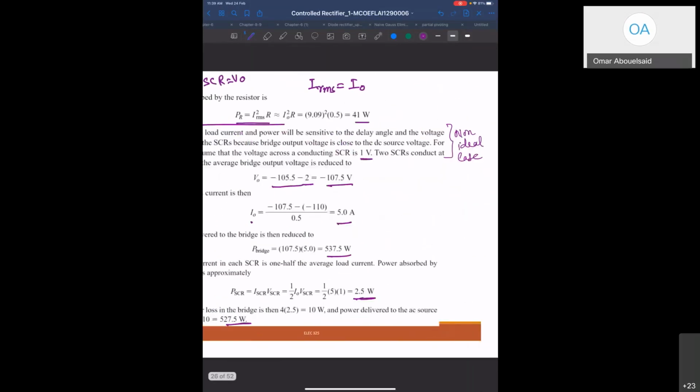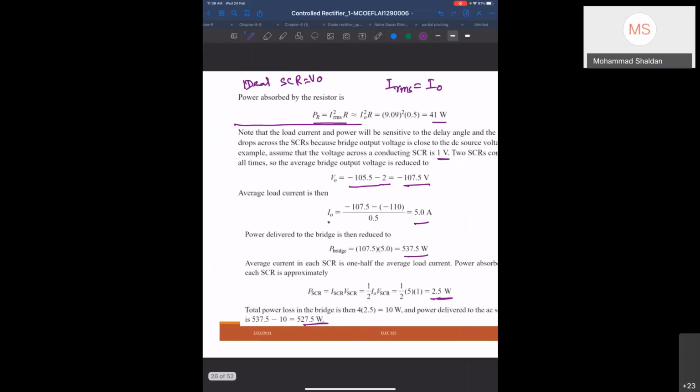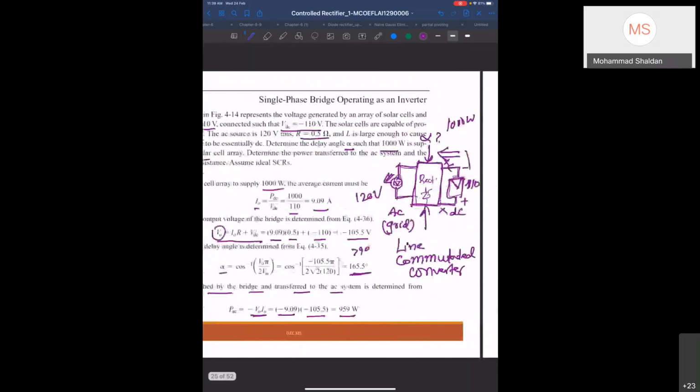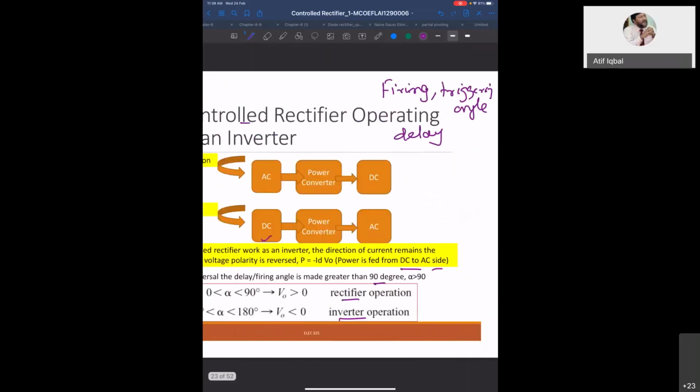Doctor? Yes. I didn't get why the VDC is negative. The VDC becomes negative. You see, you have R, you have L, and you have a battery. This is what you have, and here is your bridge. Suppose this voltage is 100, and this voltage becomes 200. So what will be the net voltage? The net voltage will be minus 100.